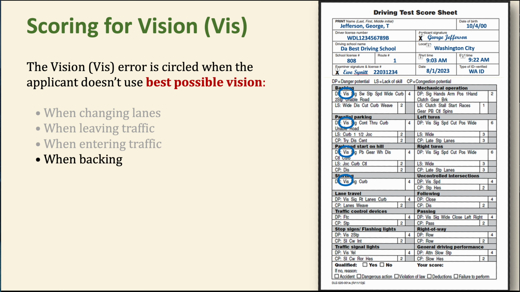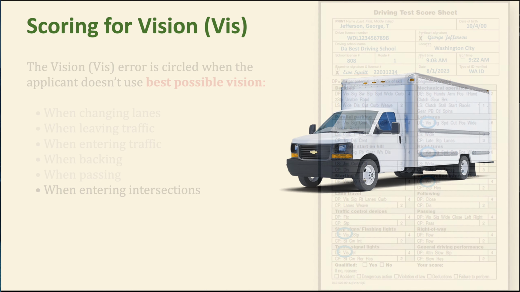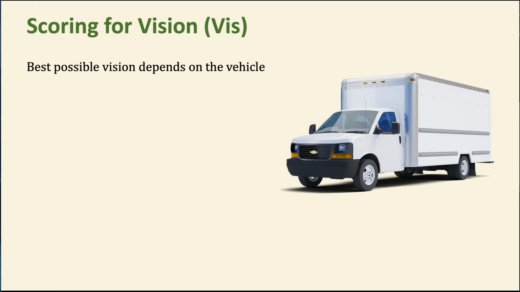Anytime they're driving backward in reverse, right, which could happen on all 4. Anytime they're passing somebody, which could happen on either lane travel or passing, kind of depends on the scenario. Anytime they're entering an intersection, it's like a stop sign, a traffic signal light, uncontrolled left or right turns. There's vision all over. Now remember, best possible vision can depend on the vehicle.